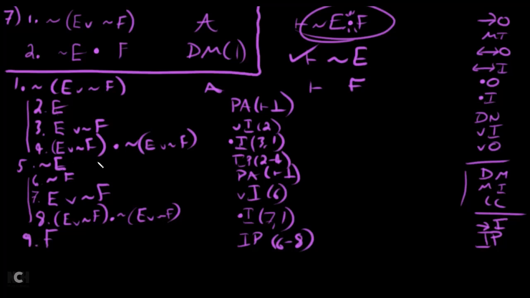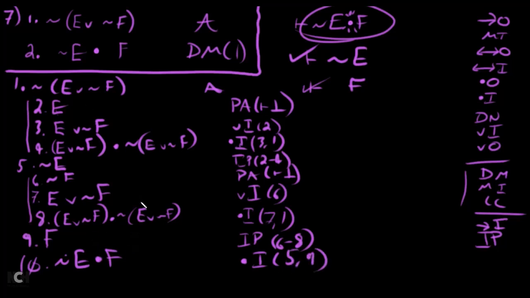And now what can we do? We got the other thing that we needed. So now we can just and in lines 5 and 9. And what do we get? Squiggle E and F, and in 5 and 9. And the proof is done. Now look, this took 10 steps.